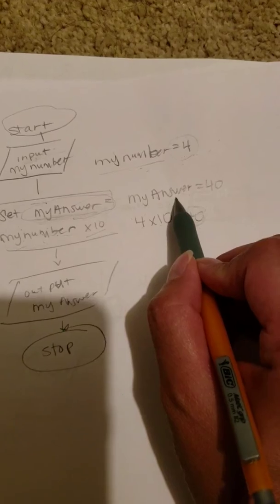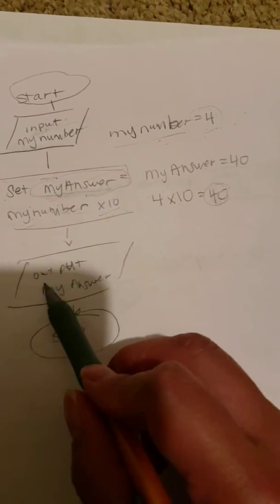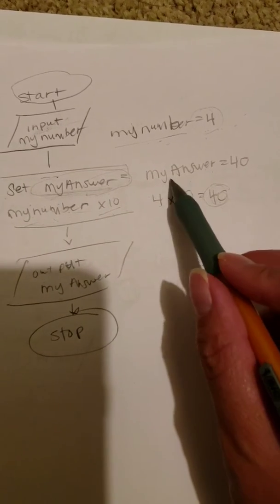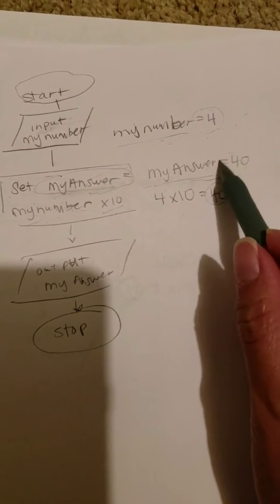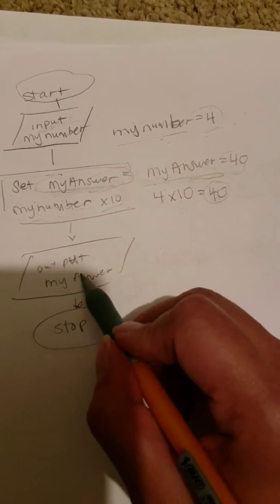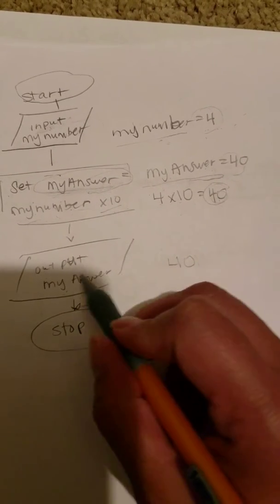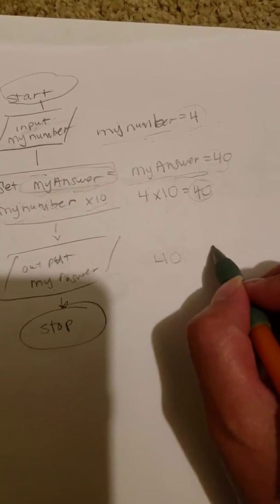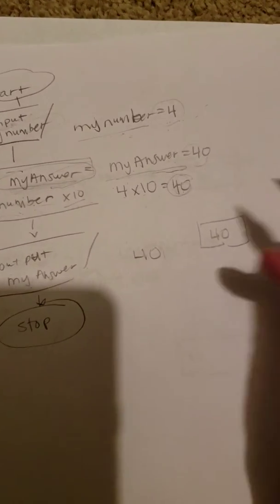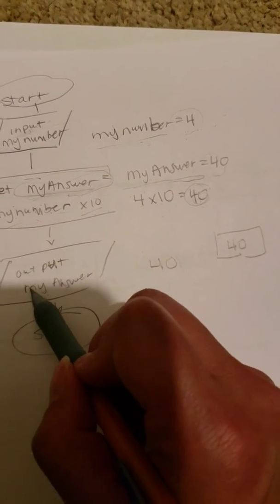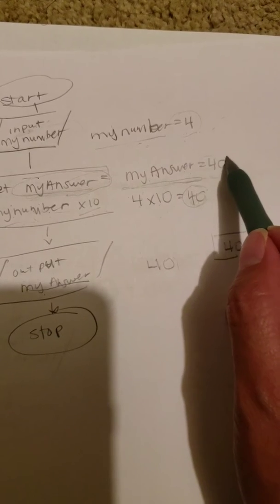All right? So now you go to the next spot and it says output my answer. My answer now has 40 inside of it. So it wants you to print it out. So now you're going to print out 40. And when it says output, it would print out on a little computer screen, and it prints a 40 because it's asking for my answer variable, okay? So that is what's stored in there.